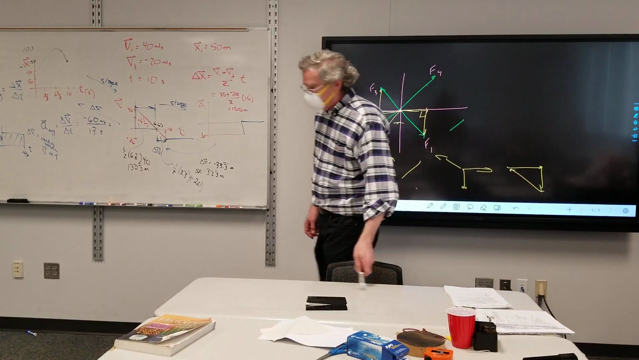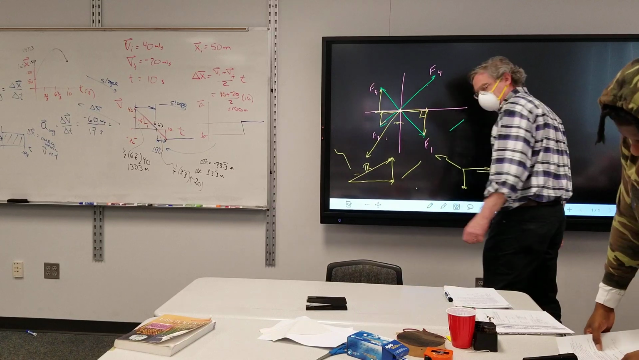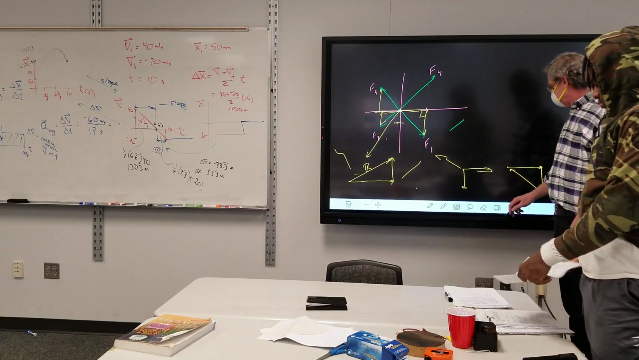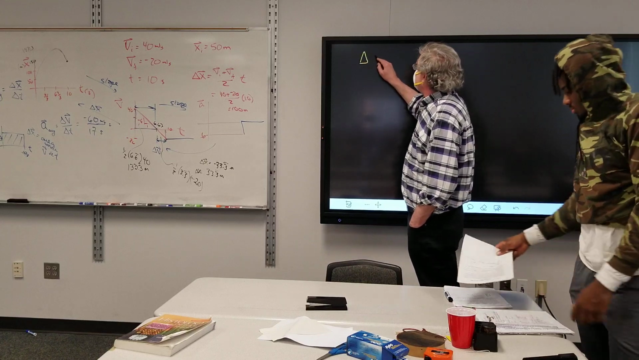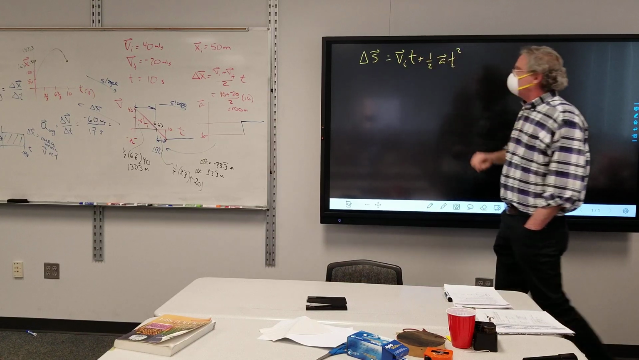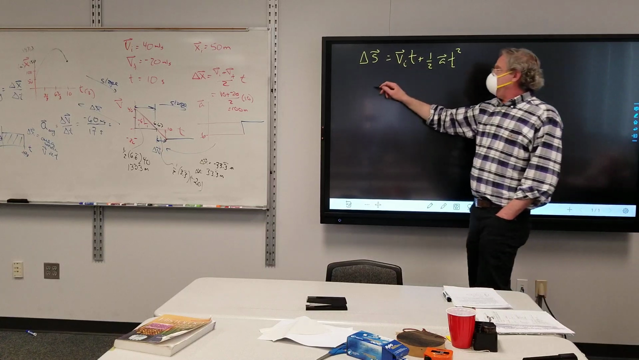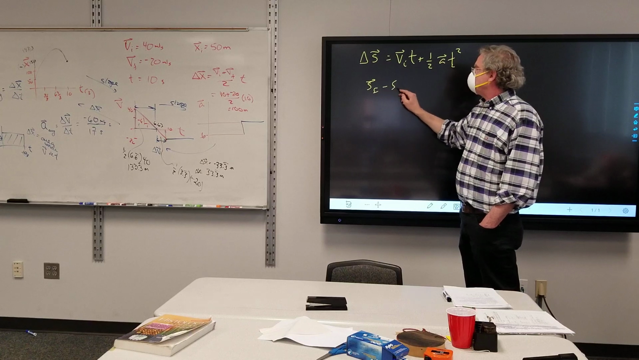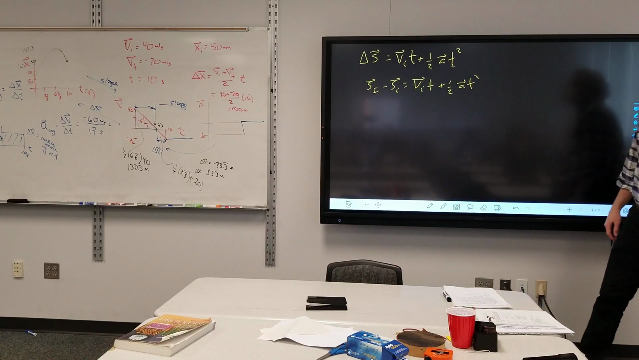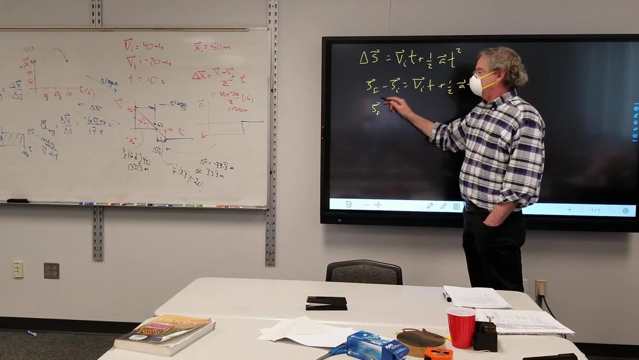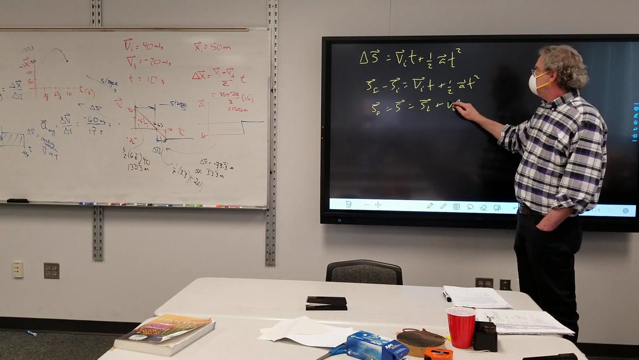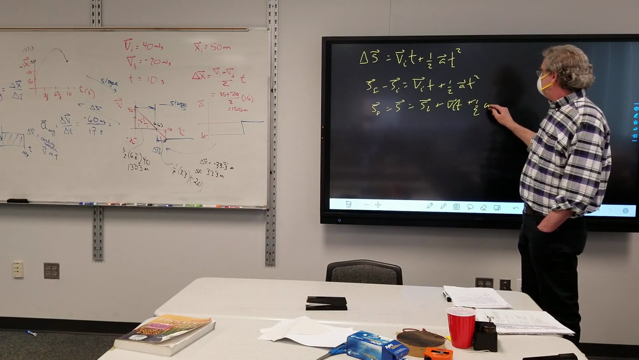All right, I'll do it over here. I know that the change in position is equal to v_i t plus 1/2 a t squared. That's one of the kinematic formulas, where acceleration is constant. Change in position is just s final minus s initial, which is equal to v_i t plus 1/2 a t squared. In other words, my final position is equal to my initial position plus v_i t plus 1/2 a t squared.